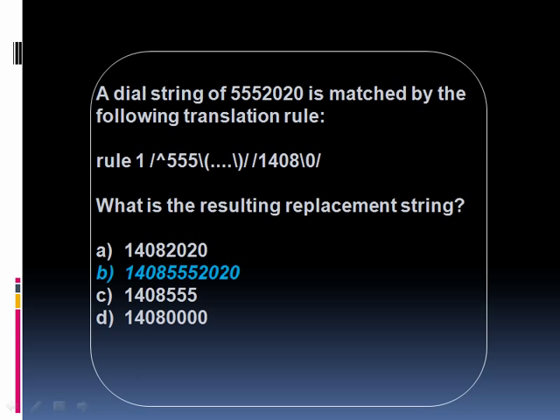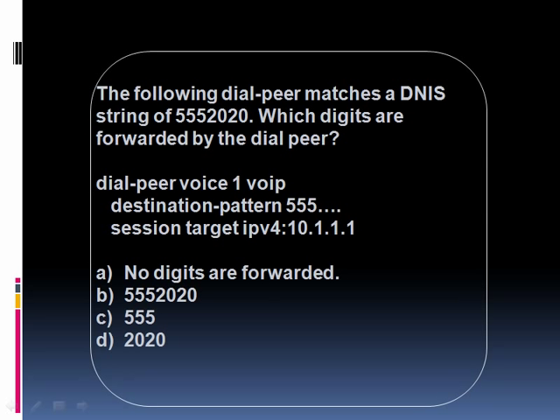I've got one more for you. And this deals with a voice over IP dial peer. We're saying that we've got a dial peer that matches the dialed number or the DNS string of 555-2020. Which digits are going to be forwarded? This is by default by the dial peer.